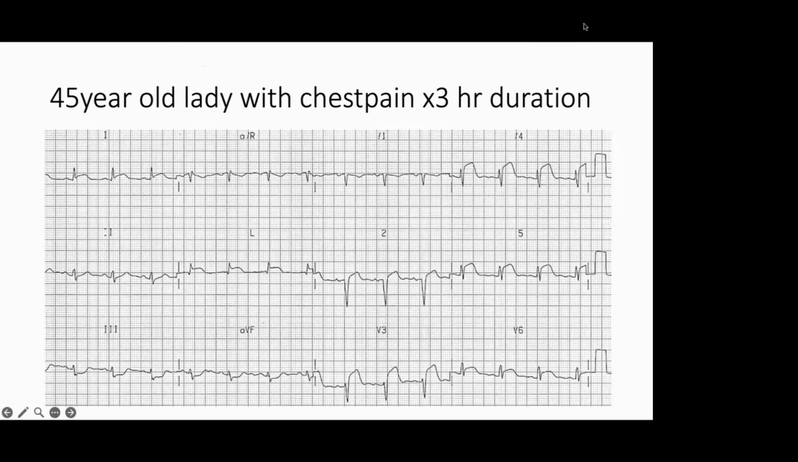Here in this ECG, there is mild ST elevation in lead 1, AVL, V4, V5, V6. It can be a lateral MI. It's an anterolateral MI. Anterior septal and lateral. So you can see the first AVF. Anterolateral.